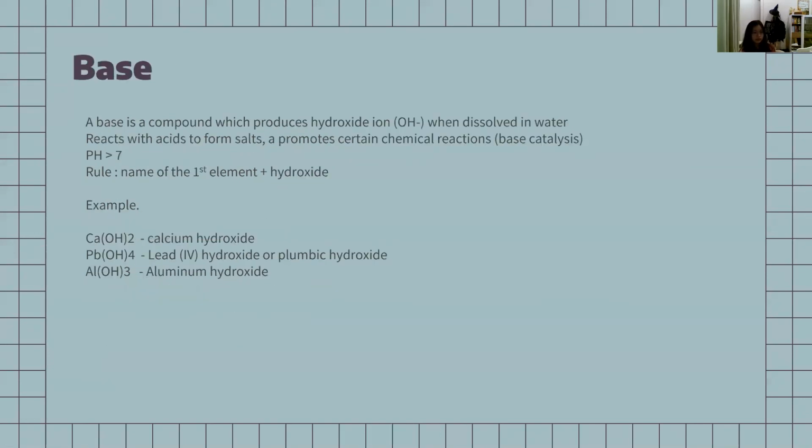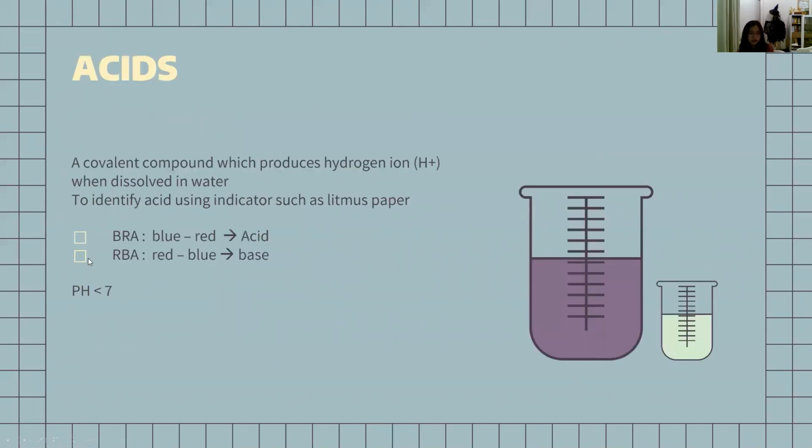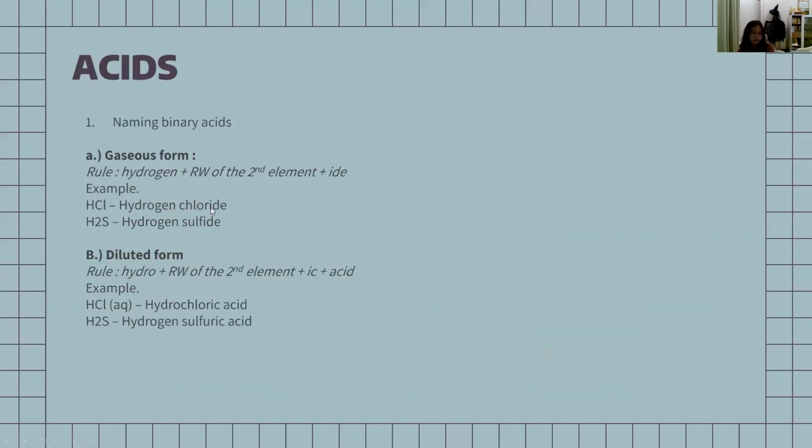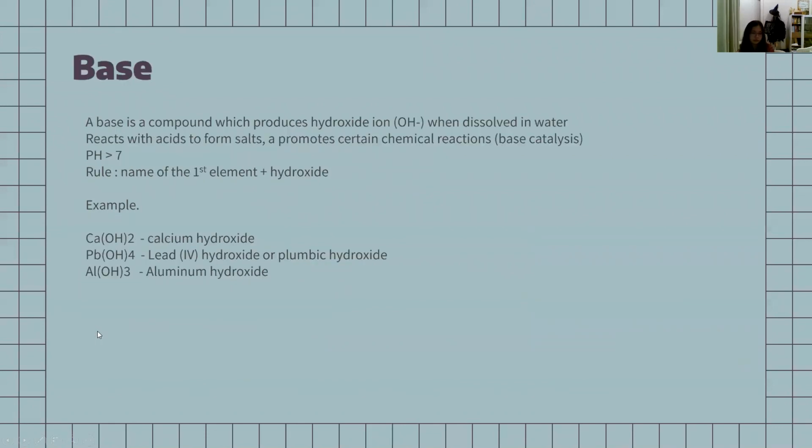So you can actually differentiate base and acid. If base, we use OH. If acid, it's only H in the front. So for example, for base, Ca(OH)2, name of the first element is calcium, OH, and hydroxide. Then Pb(OH)4, lead IV hydroxide or plumbic hydroxide. Then Al(OH)3, aluminum hydroxide.